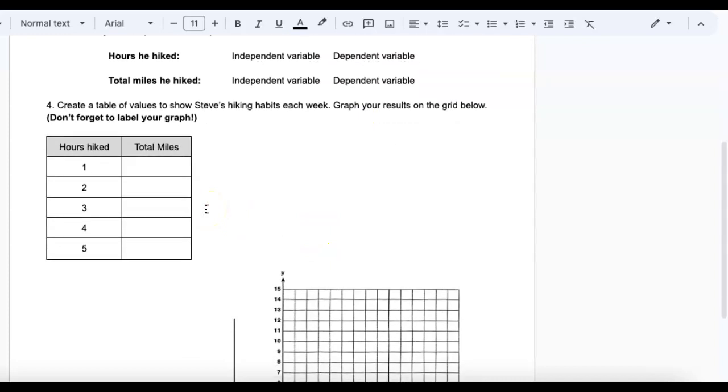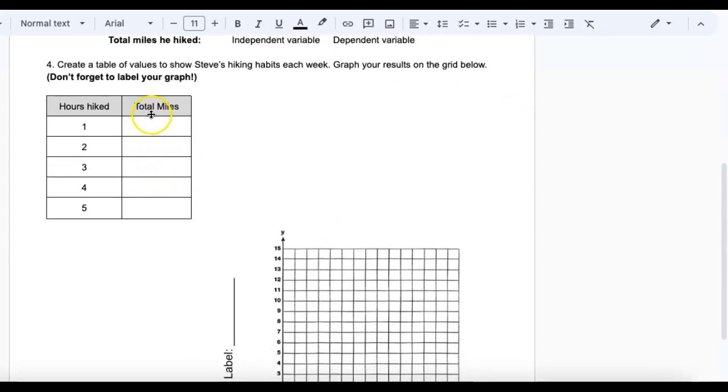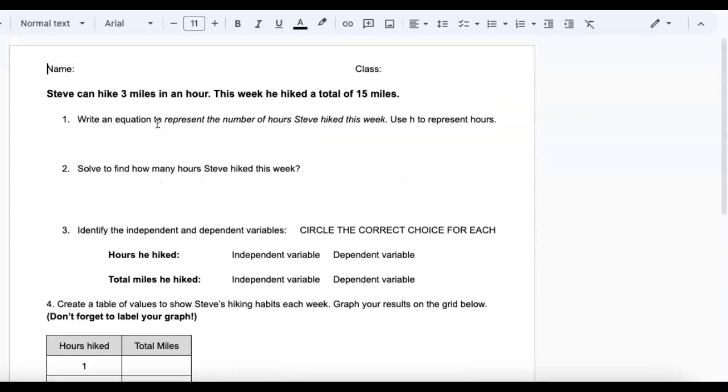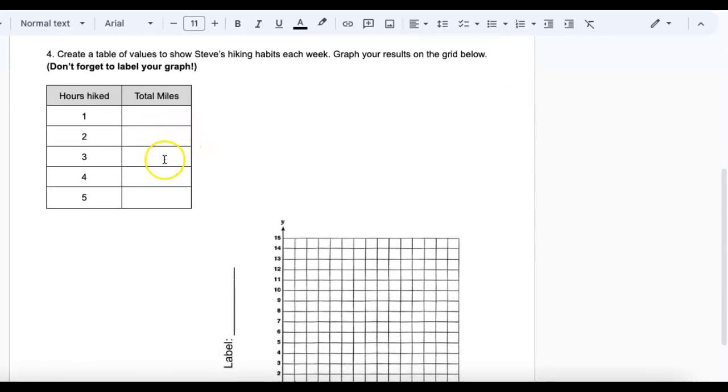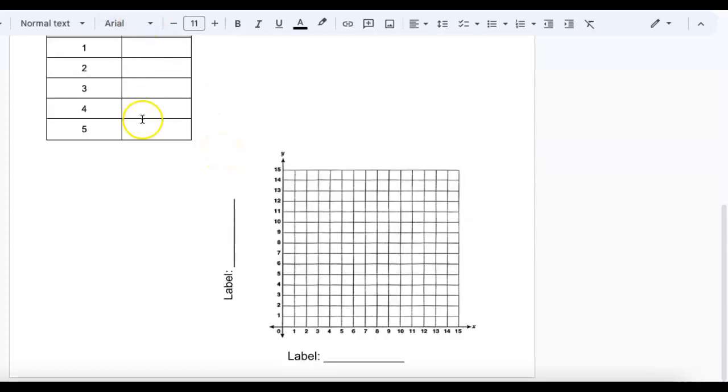Then you're going to use the equation you created to complete the table. I know in 1 hour he hikes 3 miles. It told me that up here. Then you're going to continue the table. 3, 6, 9. Count by 3s to complete your table, and then graph it.